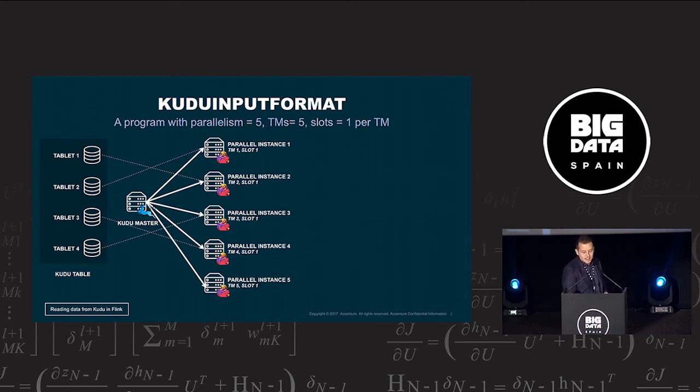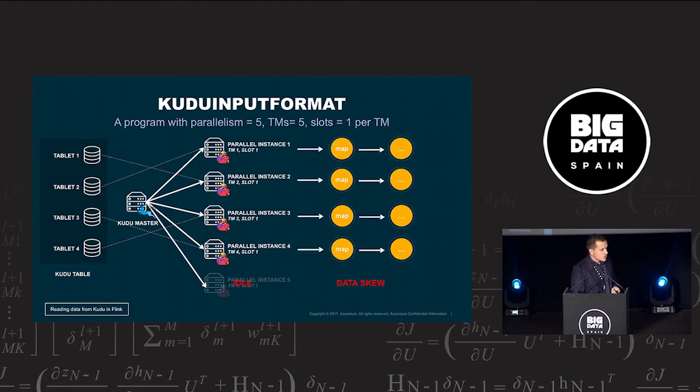So as you can see here, in this case, we have 5 parallel instances and 4 tablets. So the 5th instance will remain idle, since it has no partition to read from. So in this case, it produces a data skew because a Flink instance has no data to work with. We can avoid this in an easy way by using some kind of rebalance or shuffle operation in Flink.